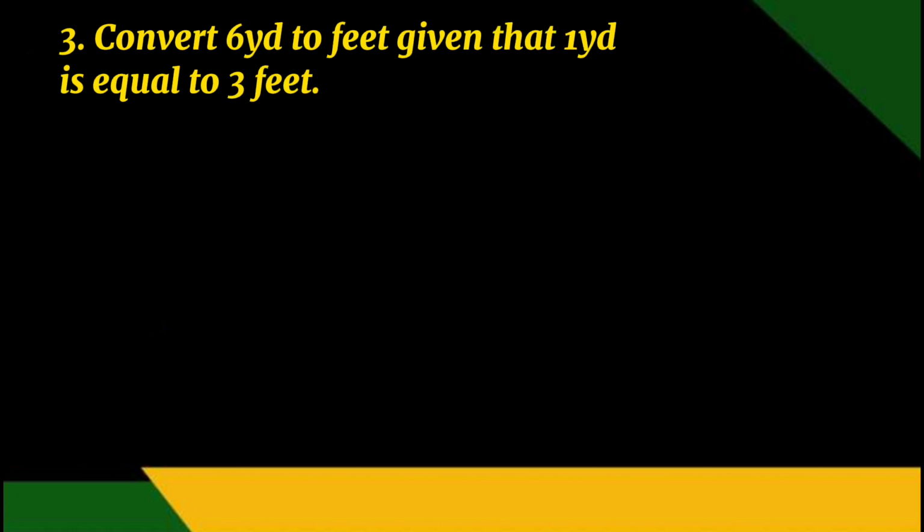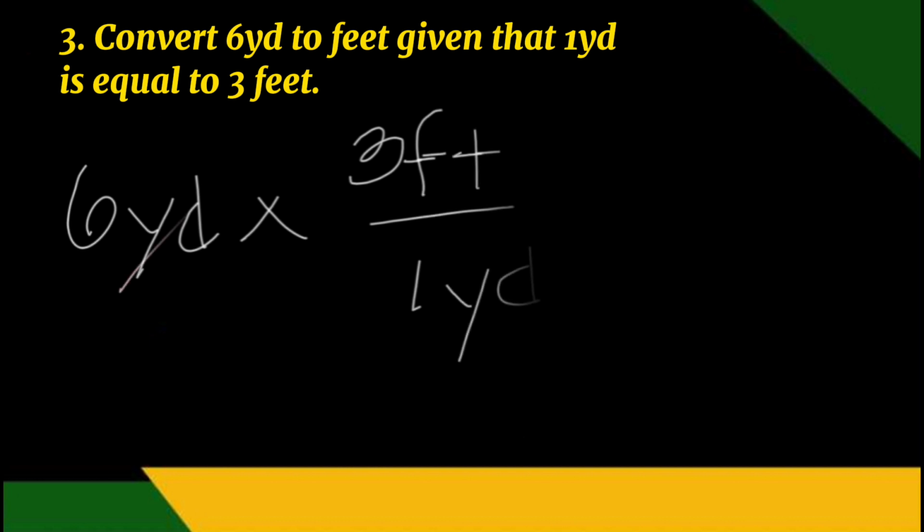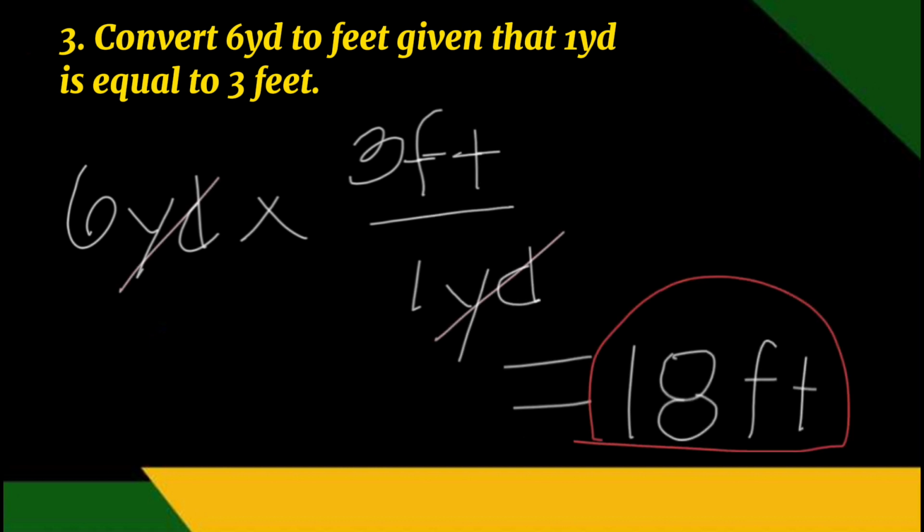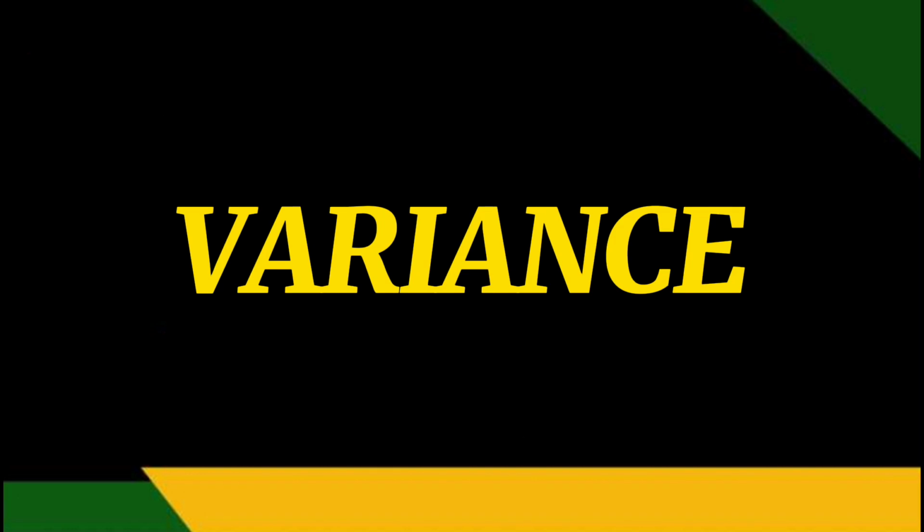Now let's convert 6 yards to feet. We will convert it by simply multiplying 6 yards times 3 feet over 1 yard and cancel the same units, and our final answer would be 18 feet. Now let's move on to variance.